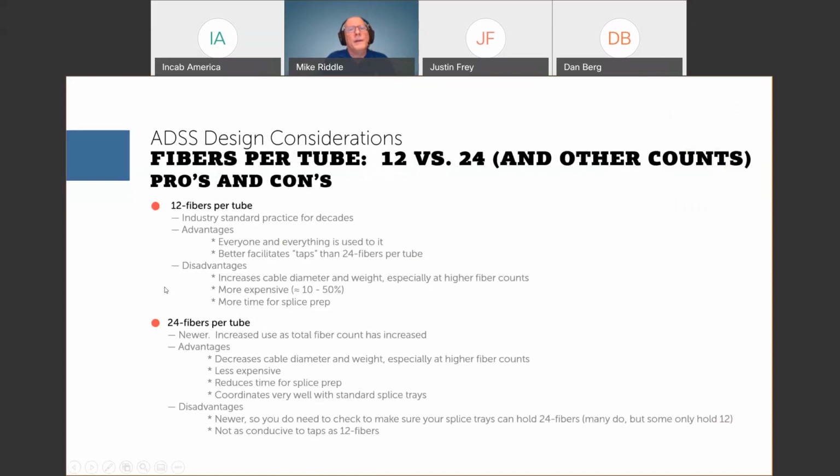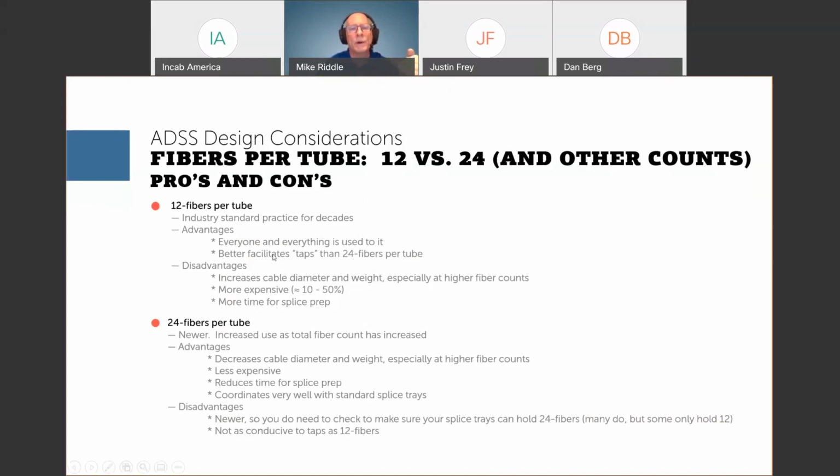Okay, next design considerations. How many fibers do you put in a tube? The two most common are 12 and 24. So again, back to the two choices, but there's sort of some others for this particular topic. 12 fibers per tube has been the industry standard for decades, a long time. Everybody knows it. They're used to dealing with it. When you buy splice enclosures, they're good for at least 12 fibers on a splice tray. And it's a good count.